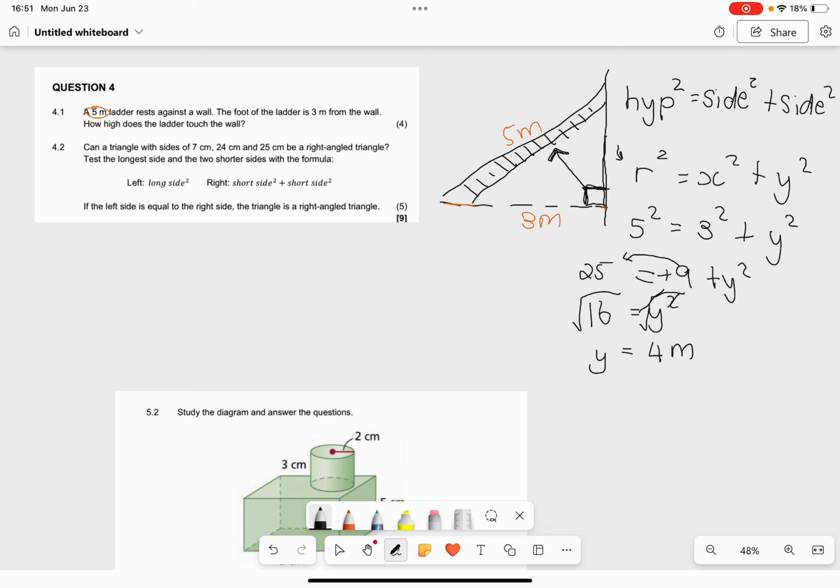That means if the ladder is 5 meters and I put the foot of the ladder 3 meters away from the wall, it will reach a height of 4 meters.